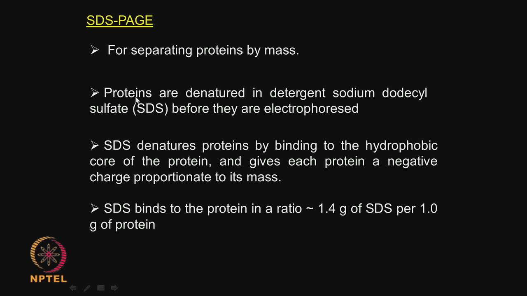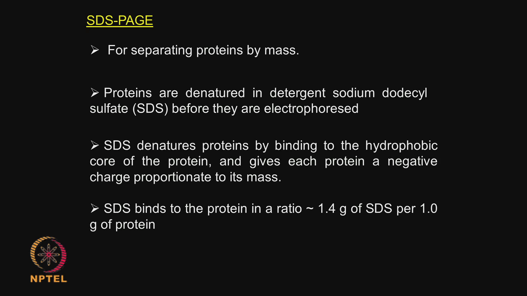So, what does it do? It denatures the protein. So, the protein sort of binds, or it forms agglomerates. That is what happens actually. SDS denatures proteins by binding to the hydrophobic core of the protein and gives each protein a negative charge proportional to its mass. SDS binds to proteins in a ratio of 1.4 grams of SDS per 1 gram of protein. That is how SDS works actually.